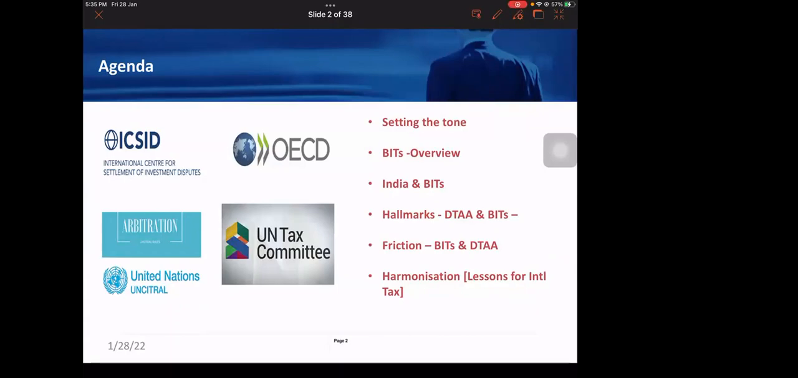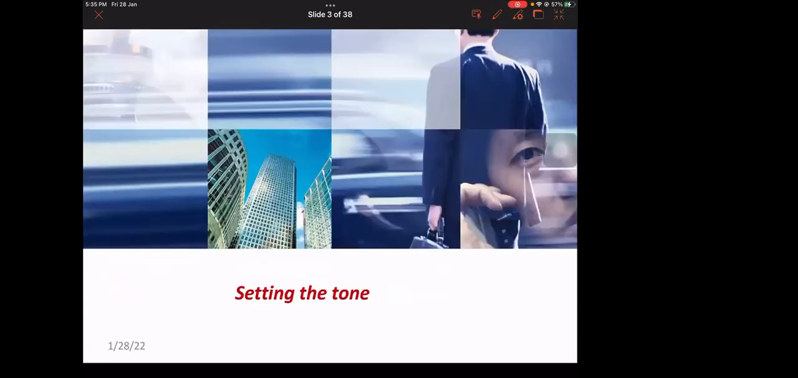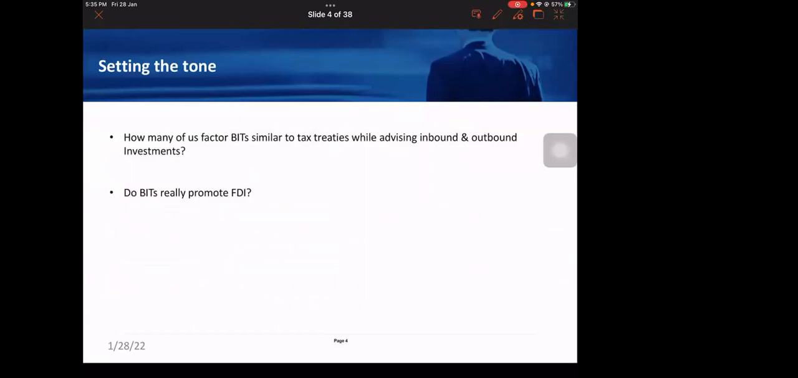I'm not going to get into the aspects; you can have a look at it. Let me first set the tone. Why is this topic relevant? One fundamental question I would also want people to answer, and you can put your views in the chat as well: how many of us really factor in bilateral investment treaties, as tax professionals, legal professionals, accounting professionals, business consultants, while advising on inbound and outbound investments?